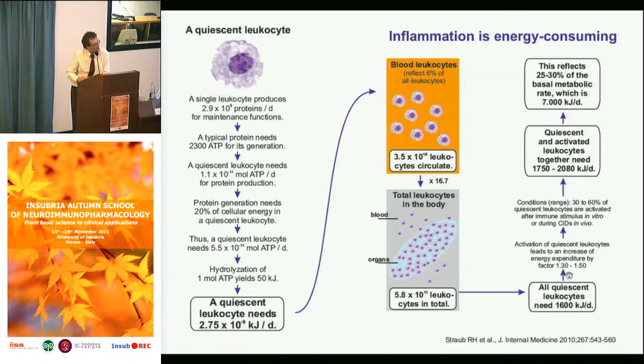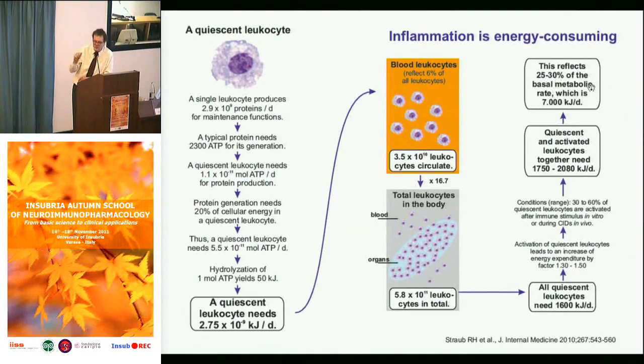And when this system is a little activated with a factor of 1.3 to 1.5, which happens in inflammatory diseases, then the number goes up to approximately 2,000 kilojoule that I mentioned this morning already. But this is only mild activation. It can go up, way up, if this is sepsis or this is burn, wound healing. It goes up. So this reflects 25% to 30% of the basal metabolic rate in the system.